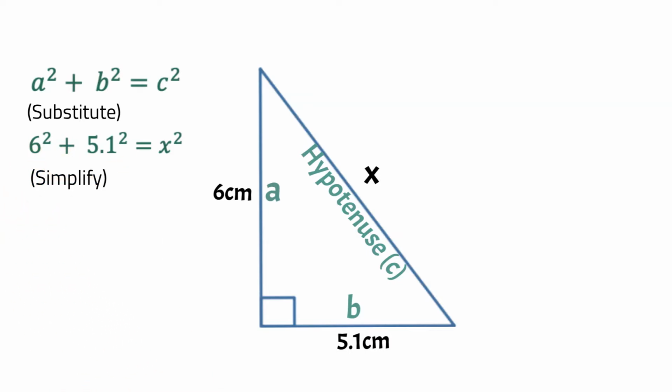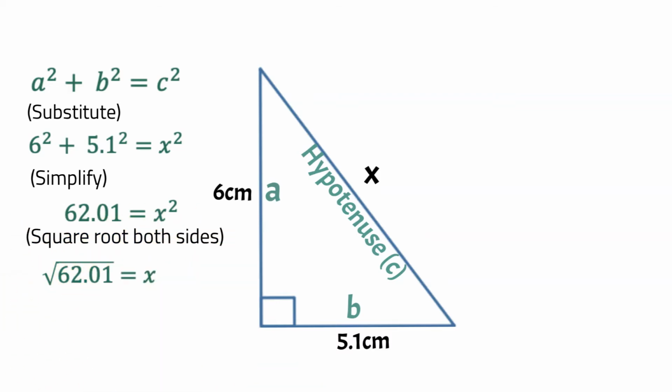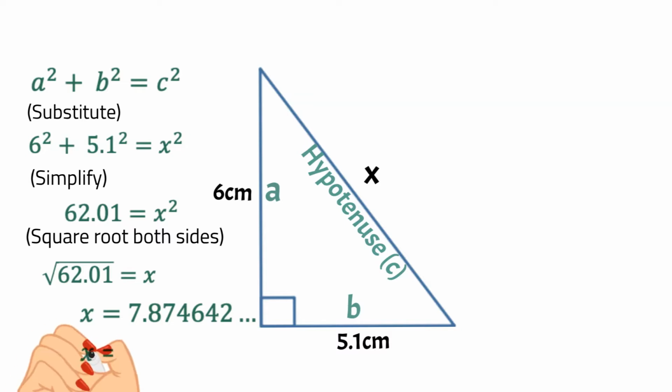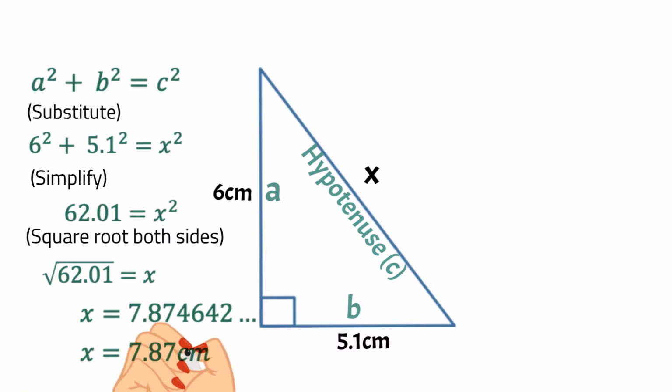And now let's simplify. So 6 squared plus 5.1 squared gives me 62.01. Now square root both sides. Make sure you have a calculator handy. The square root of 62.01 gives me 7.874642. Round that to 3 significant figures and I get x is equal to 7.87 centimetres.